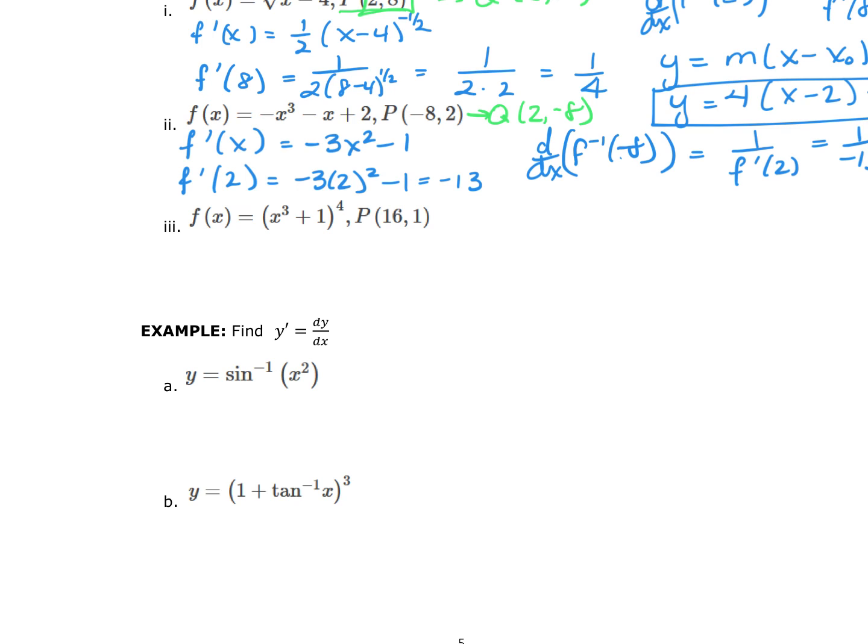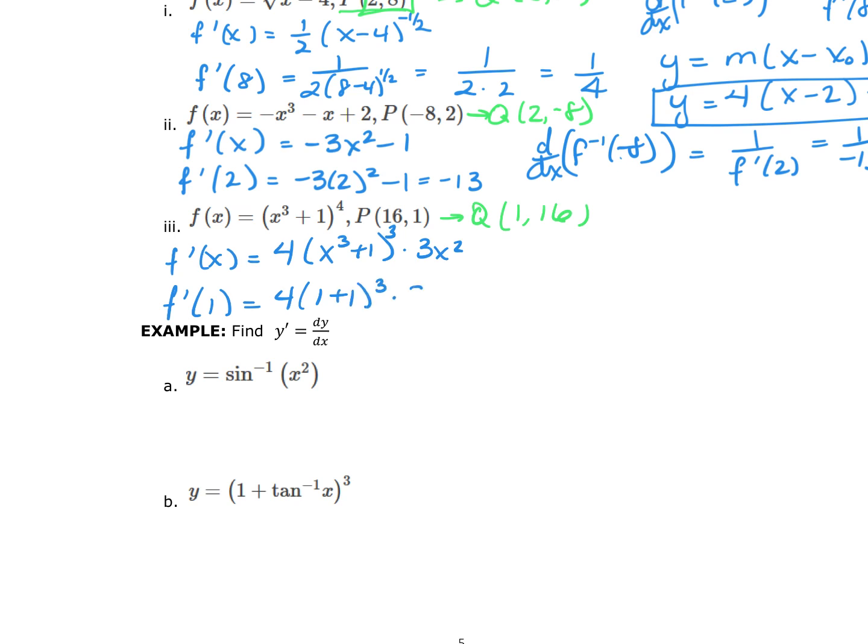Let's do one more, and then we're going to find derivatives of our inverse trig functions. It looks like we have a little bit of chain rule thrown in there for fun. Remember that our Q, which is on the original function, is 1, 16. F prime of x is 4 times x cubed plus 1 multiplied by 3x squared. Remember the chain rule. So f prime evaluated at 1 is going to give me 4 times 1 plus 1 cubed, multiplied by 3 times 1 squared, which is just 3. So I have 4 multiplied by 2 cubed, so that's 8.